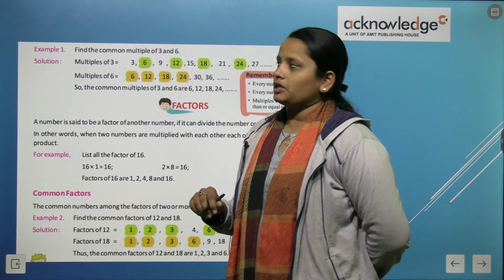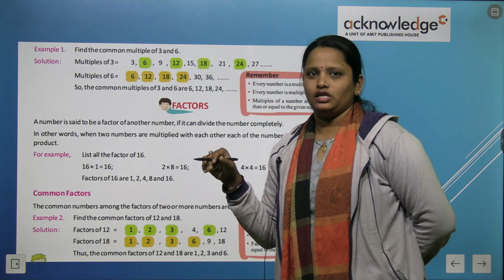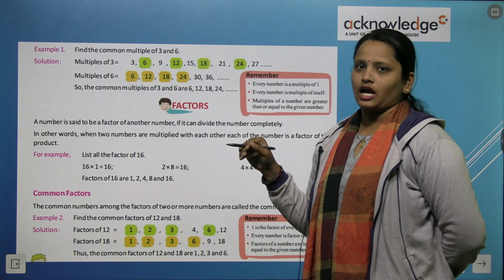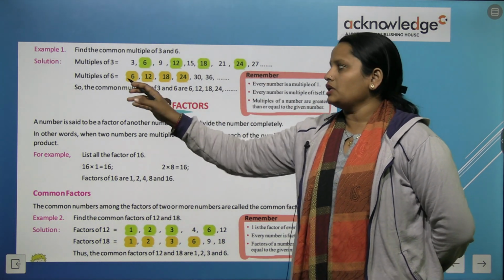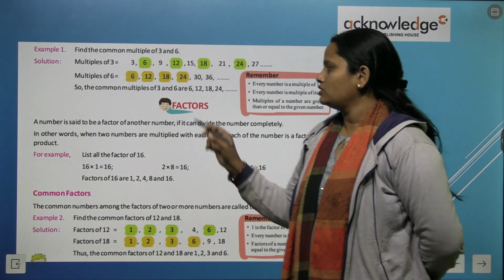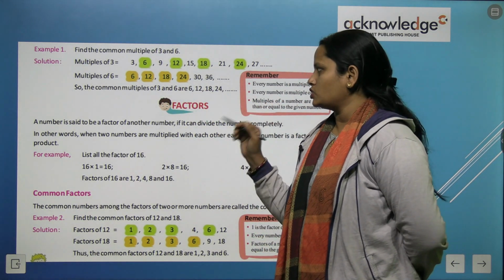First, let's write down the multiples of 3. So, all these come in the table of 3: 3, 6, 9, 12, 15, 18, 21, 24, 27. Similarly, let's write the table of 6. So, 6, 12, 18, 24, 30, 36 and so on.